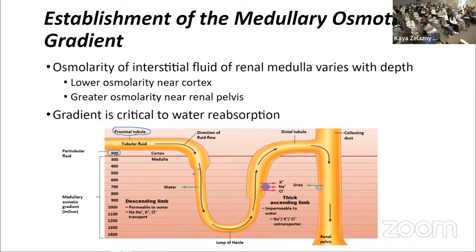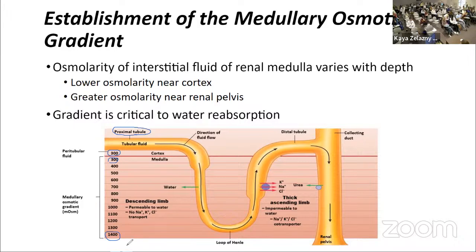Now we're diving into the medulla, though. We're going to start out at 300, but we're going to end up with an osmolarity that is much, much, much greater as we dive down deep. This means that we're going to exert a progressively stronger pull on water in the filtrate as we dive down deeper into the kidney.